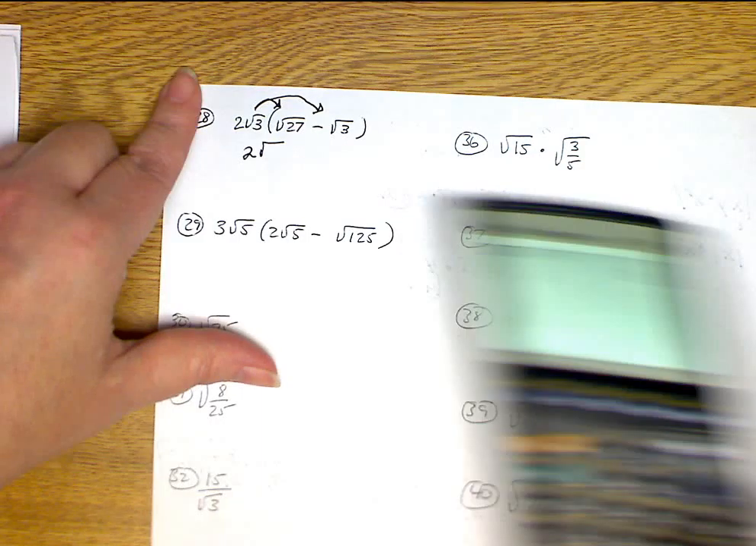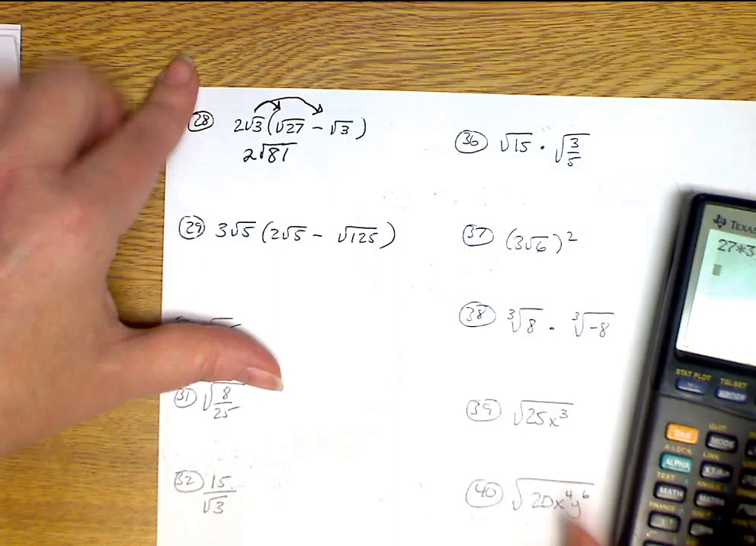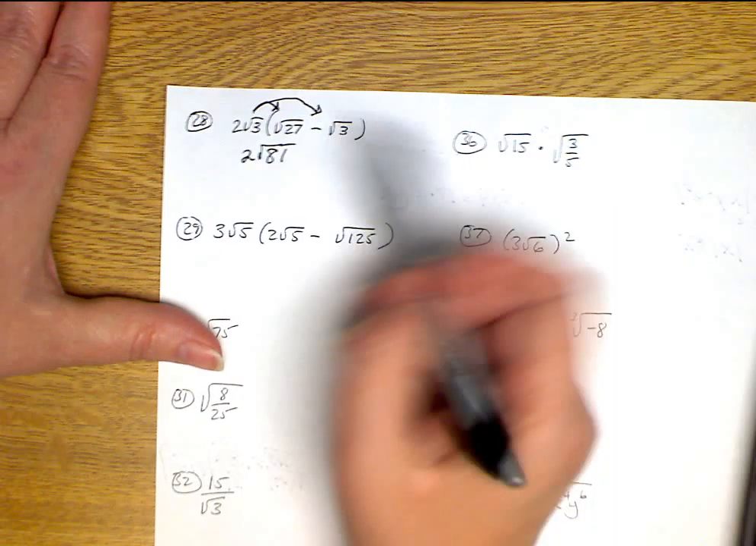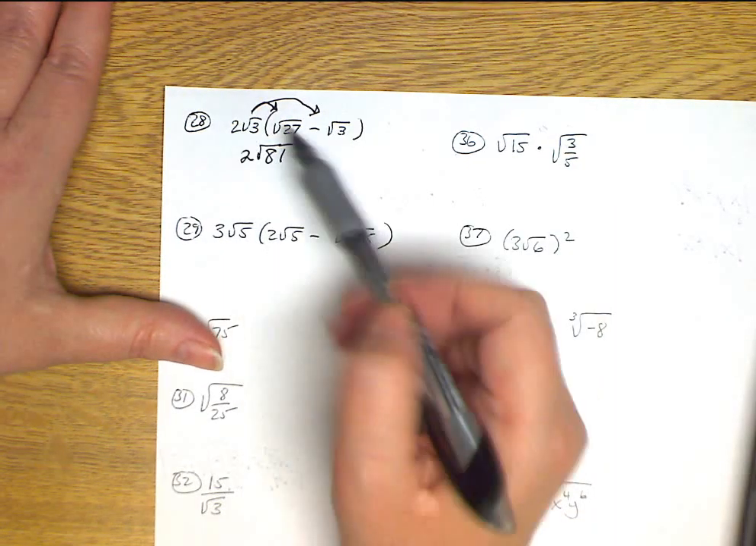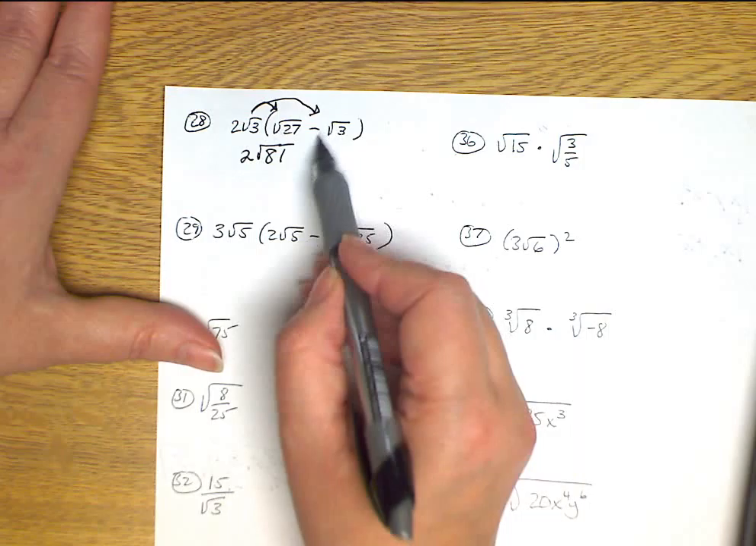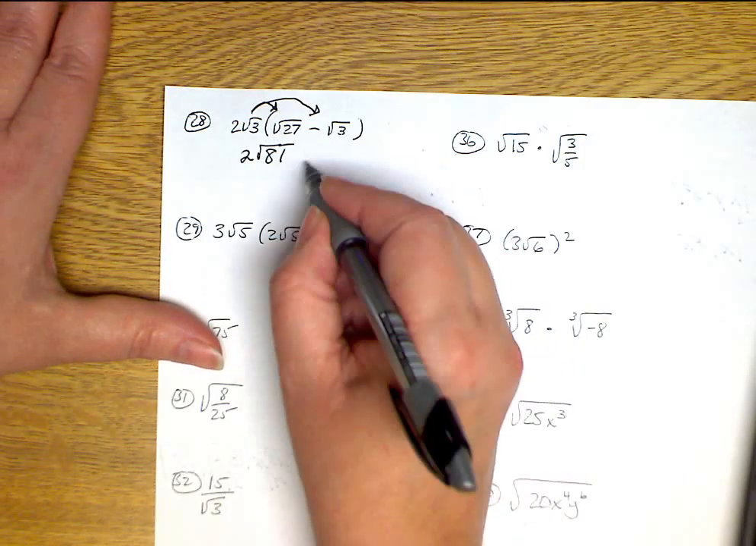Oh, that's great. I like that one. That's a perfect square. And then we have 2 times negative 1 is negative 2.